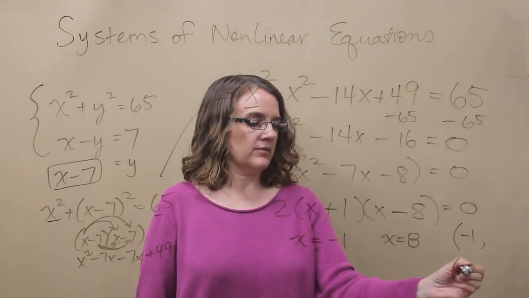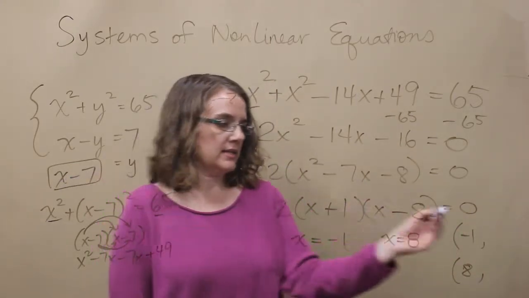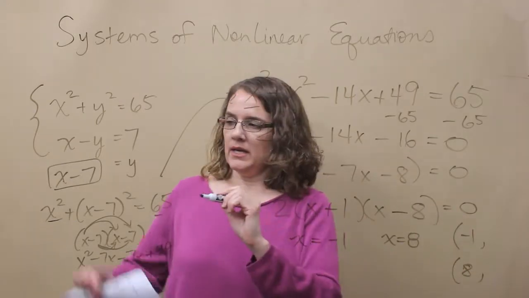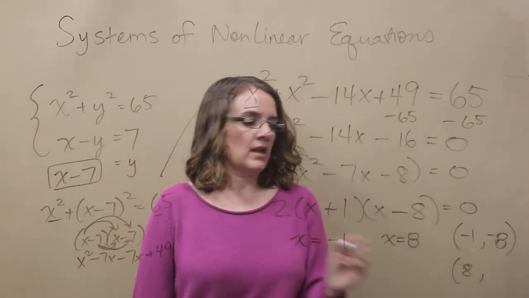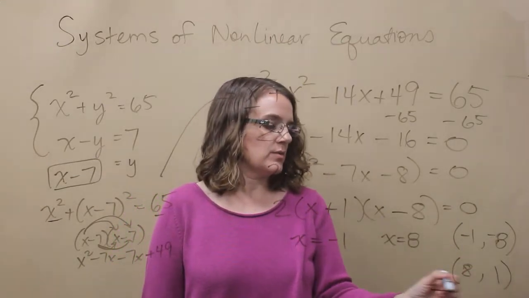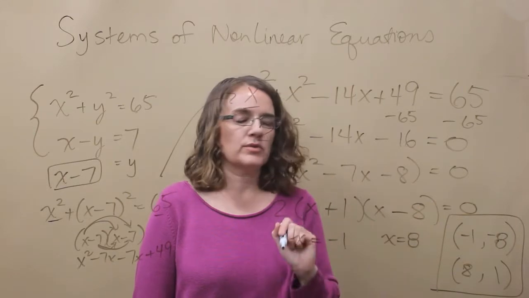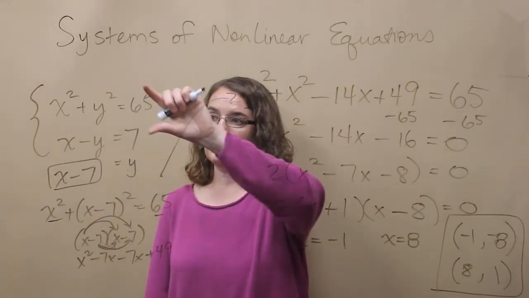I'm going to have the 8 here. So I plug negative 1 in here, and I'm going to get negative 1 minus 7, which is negative 8. And I plug the 8 in, and I'm going to get 1. So these are my answers. Those are the two intersection points for these two graphs.